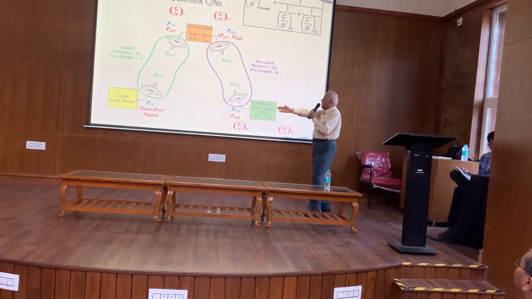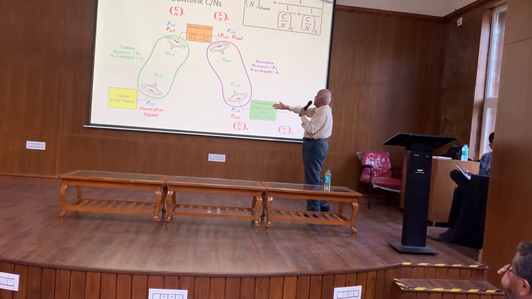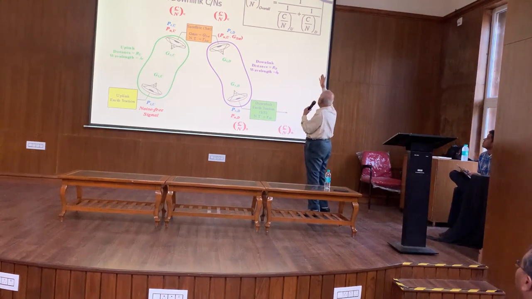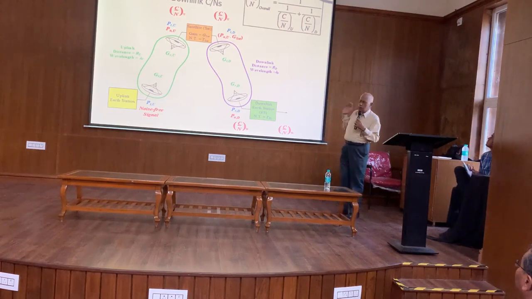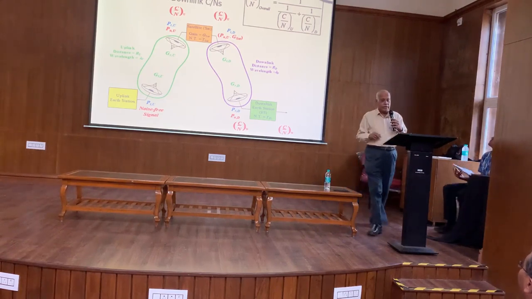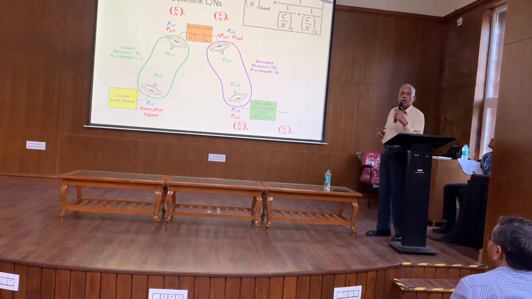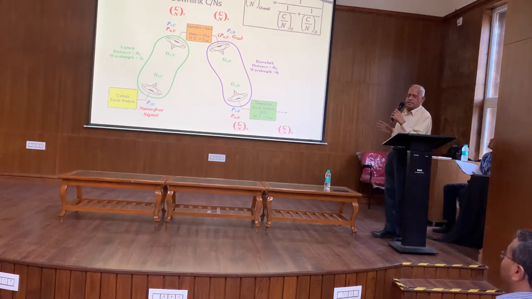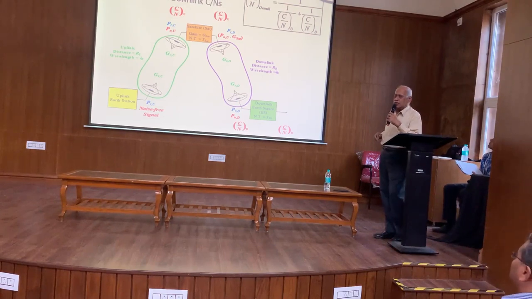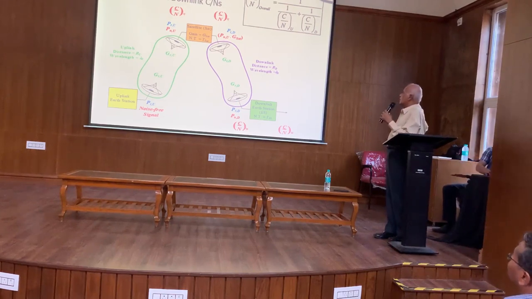You have to calculate the uplink C by N independently. You have to calculate the downlink C by N independently. The overall C by N is 1 by C by N uplink plus 1 by C by N downlink. This is how the overall C by N is to be calculated before you go for signal to noise ratio estimation and decide about the quality of the final signal. Next.